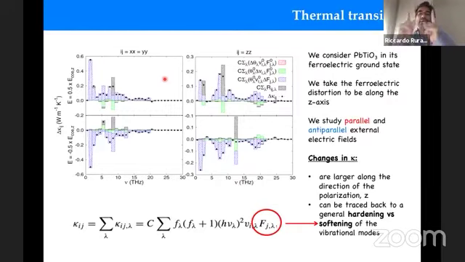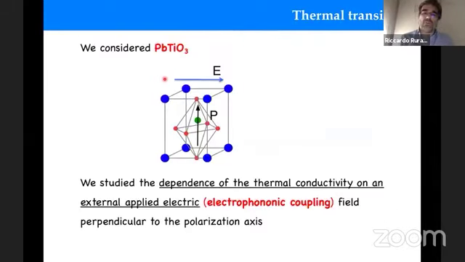So when you apply an electric field which is parallel to polarization, you are just hardening all the phonon modes, which in turn will give a change in the lifetimes. And when you go against the polarization, so you damp it, you are softening all the phonon modes. And so this is what happens in your material.